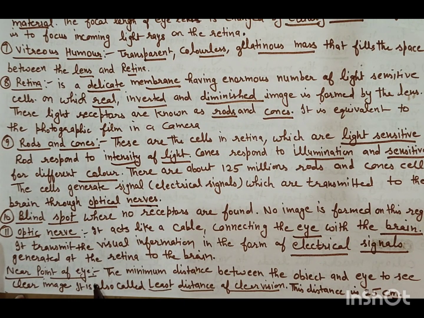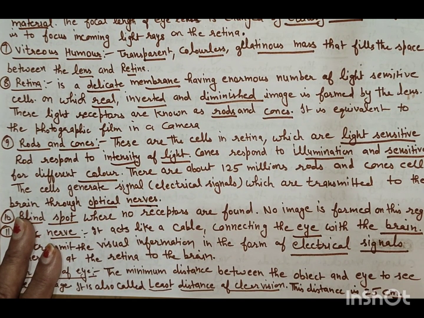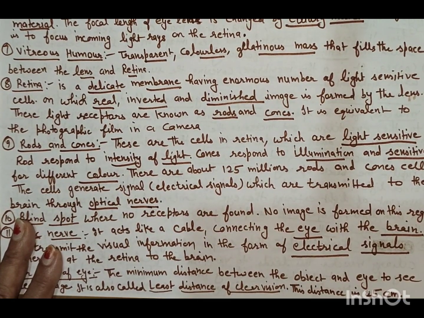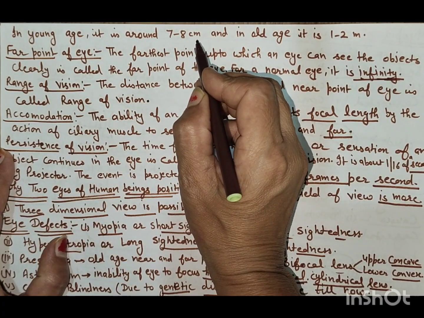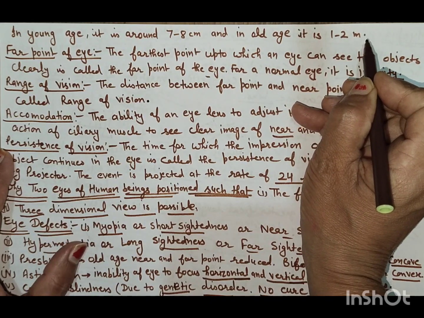Near point of the eye. The minimum distance at which we can see an object clearly is called the near point of the eye. It is also called the least distance of distinct vision, and this distance is 25 centimeters. In young age it is around 7 to 8 centimeters, and in old age it is 1 to 2 meters.